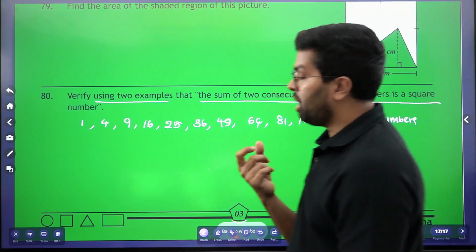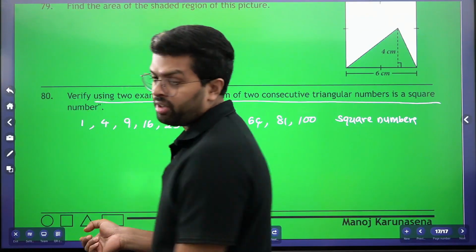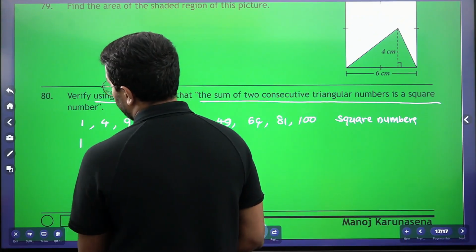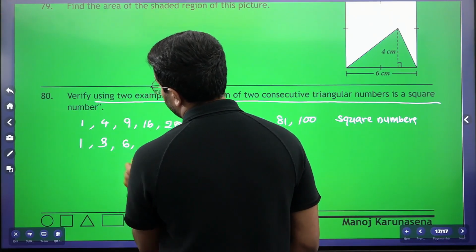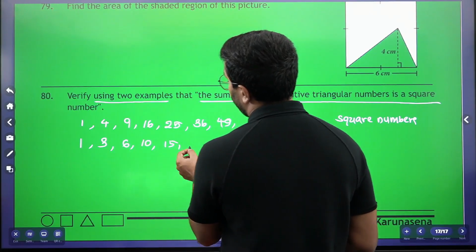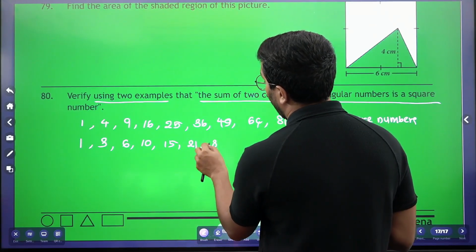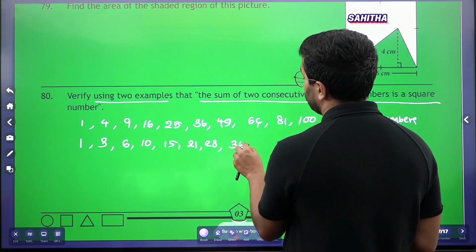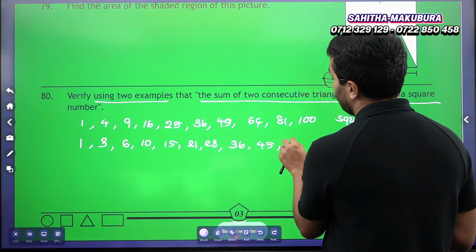Shall we list down the triangular numbers as well? Let's quickly move on. First triangular number is 1. 1 plus 2 is 3. 3 plus 3 is 6. 6 plus 4 is 10. 10 plus 5, 15. 15 plus 6, 21. 21 plus 7, 28. 28 plus 8, 36. 36 plus 9, 45. 45 plus 10, 55.